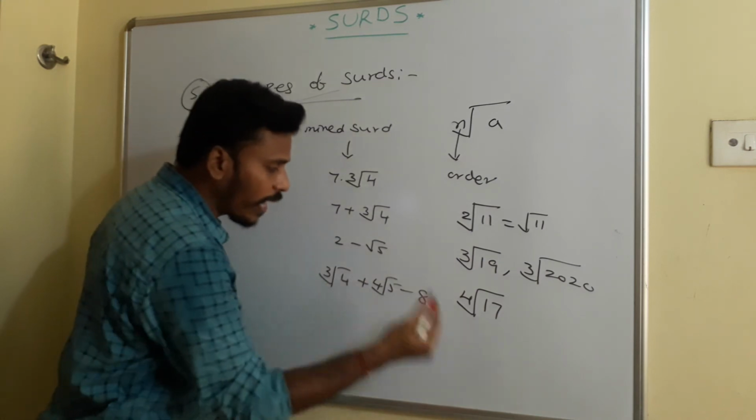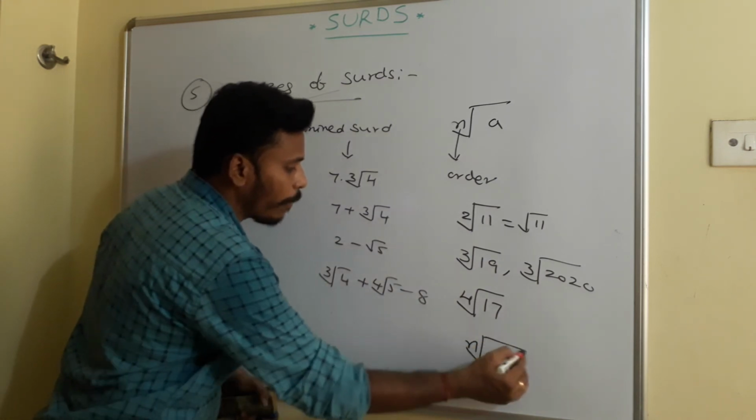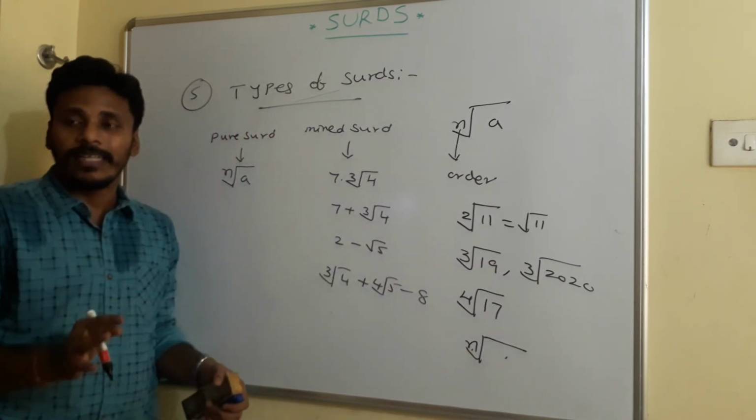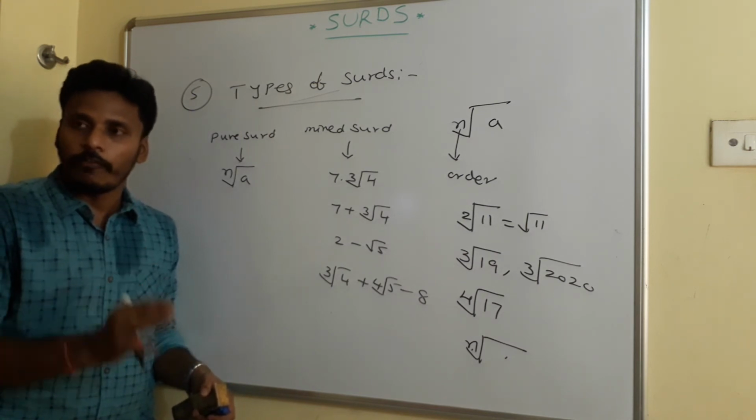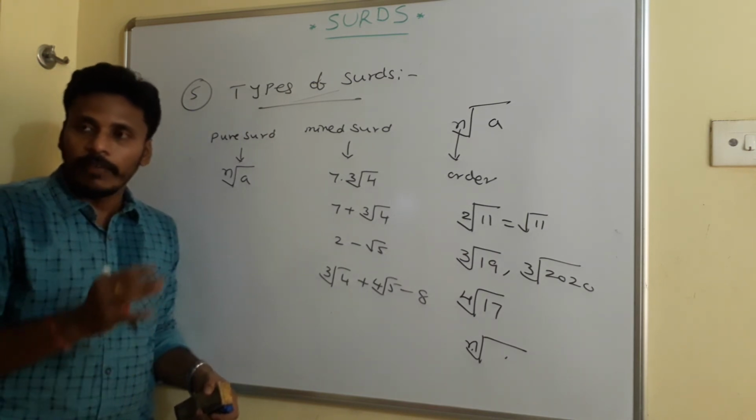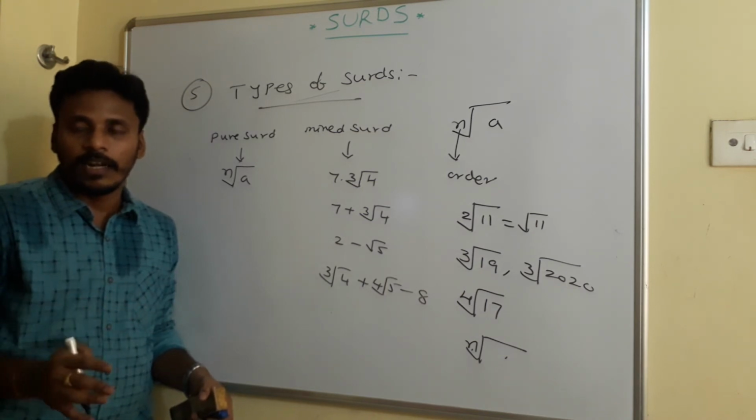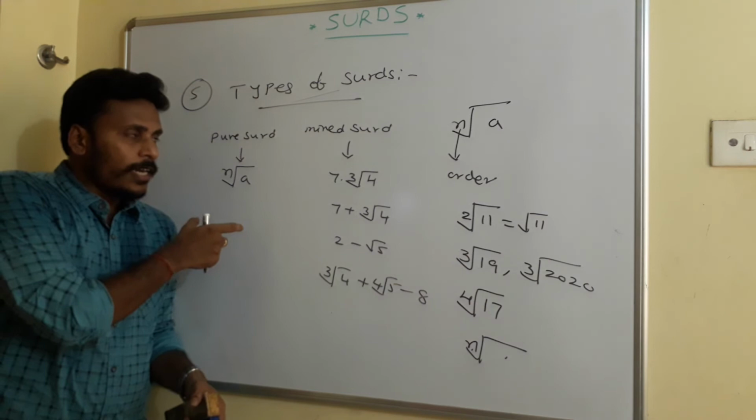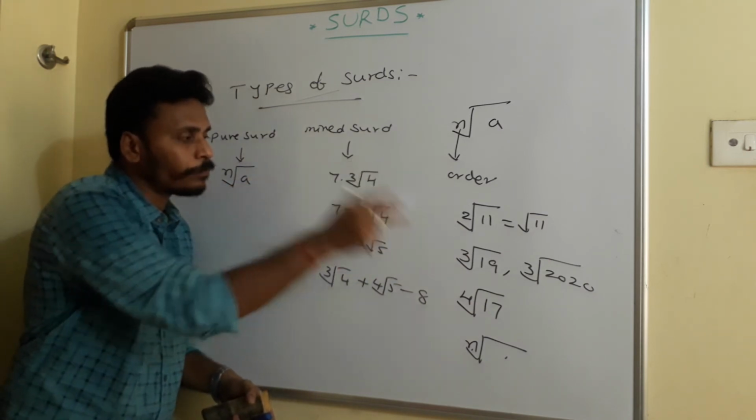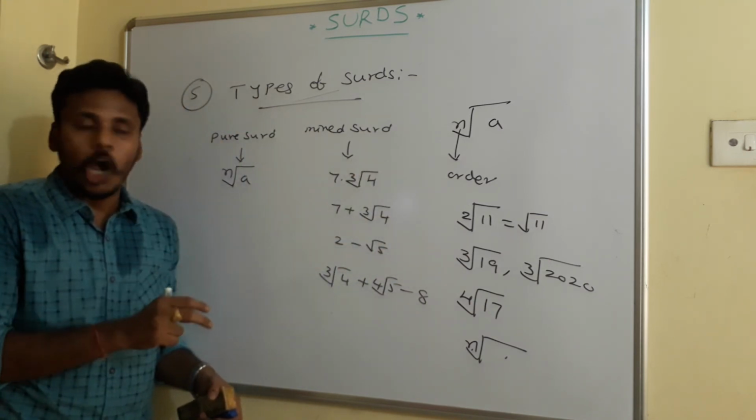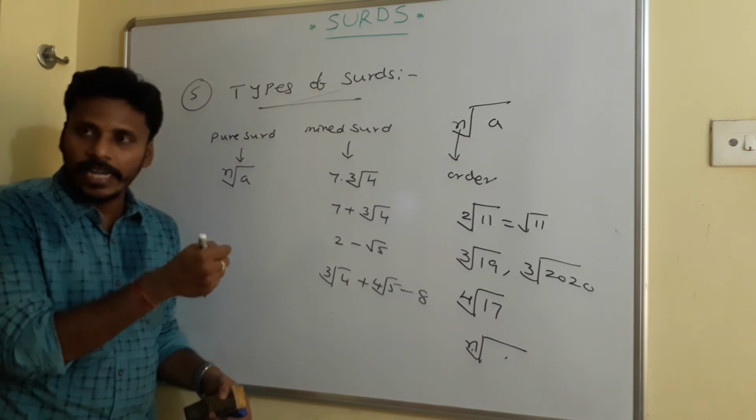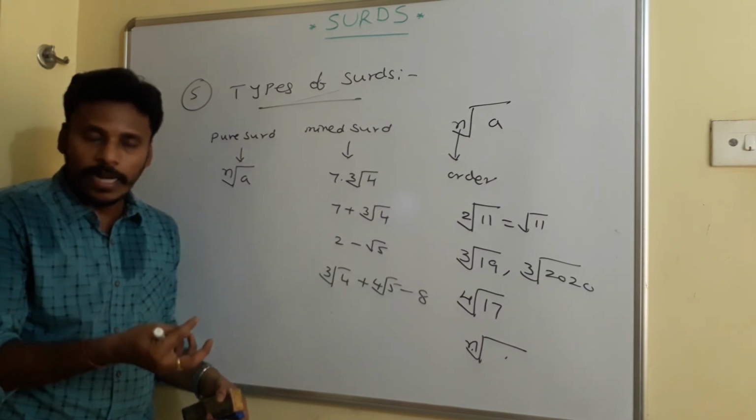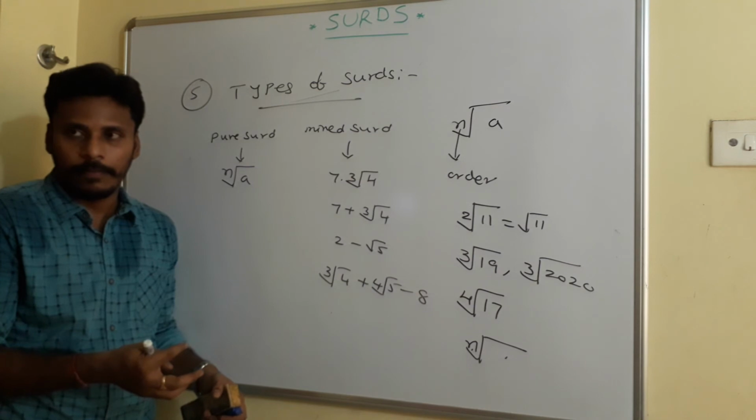And if it is more than 4, we usually call them surds of order n, nth order surds. If it is 5, fifth order surd. If it is 7, seventh order surd. Like that we will mention. Just once again think about that. Pure surd, mixed surd, and then based on order: quadratic surds, cubic surds, biquadratic surds, and surds of order n.